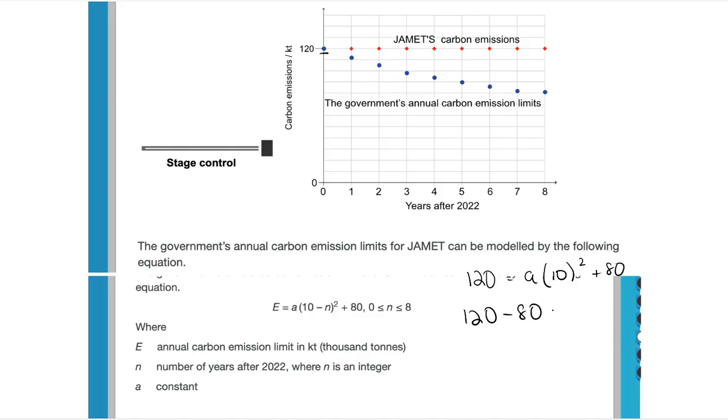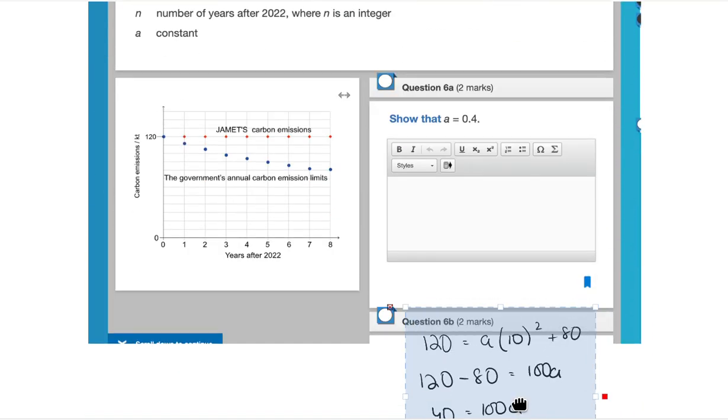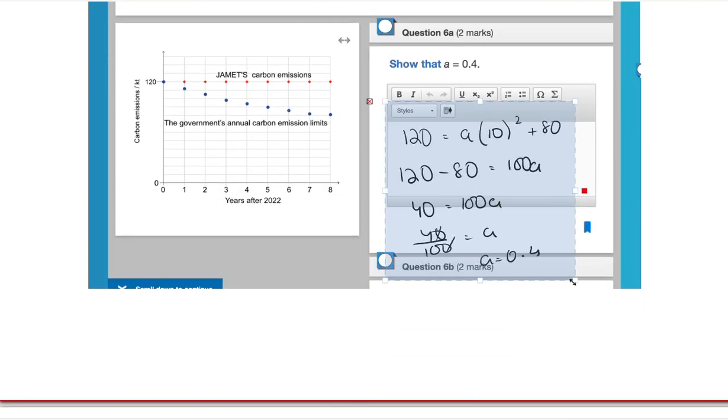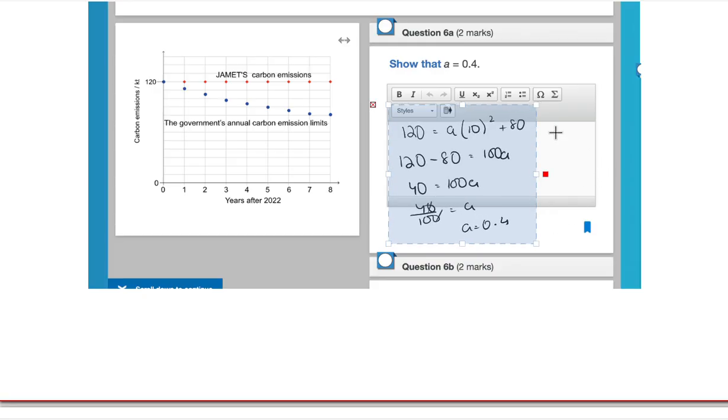120 minus 80 equals 100A. 40 equals 100A, and 40 over 100 equals A. So this becomes 0.4. So that would be the right answer. You just have to locate where the information is given. So when the value of n is 0, the value of E is 120.